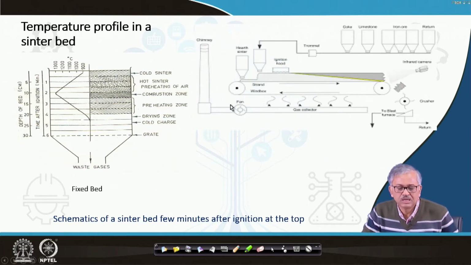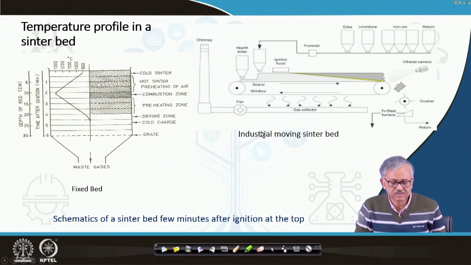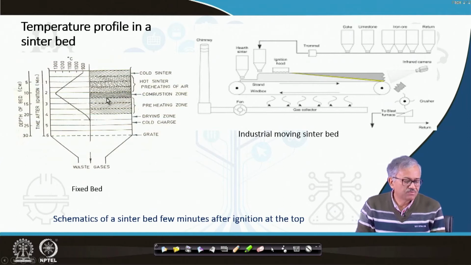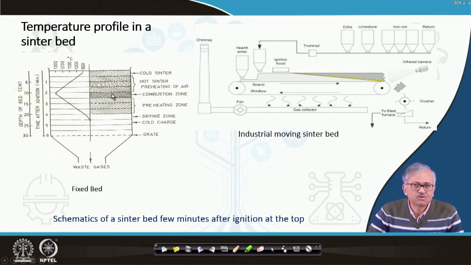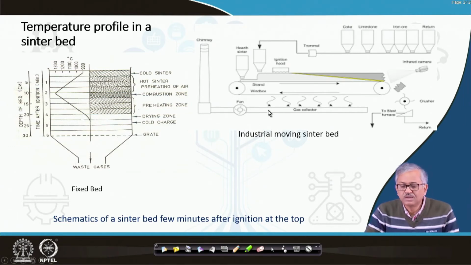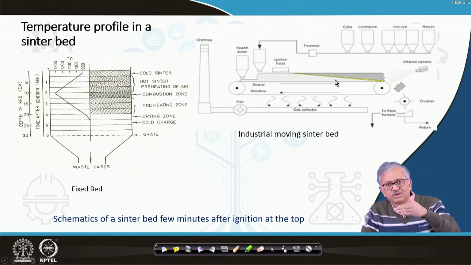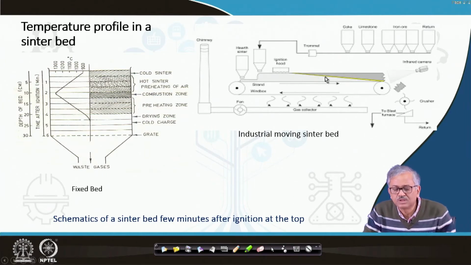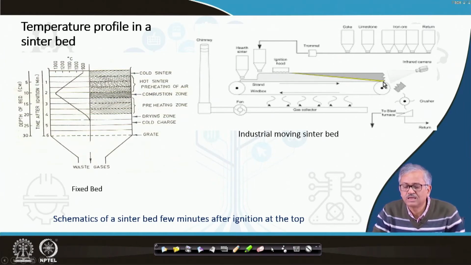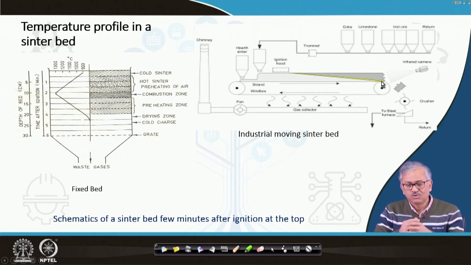Now if you see what happens in an actual plant, this is basically an industrial moving sinter bed. In that case you can find the fire line. This is called the combustion zone, or you can call it the fire line or flame front. It moves layer by layer, this layer and then this layer. But in industry, it moves in an inclined way, because you have a horizontal component of velocity. Finally, at the end of the strand, the fire line has to reach the bottom, otherwise the bottom part will not get sintered.